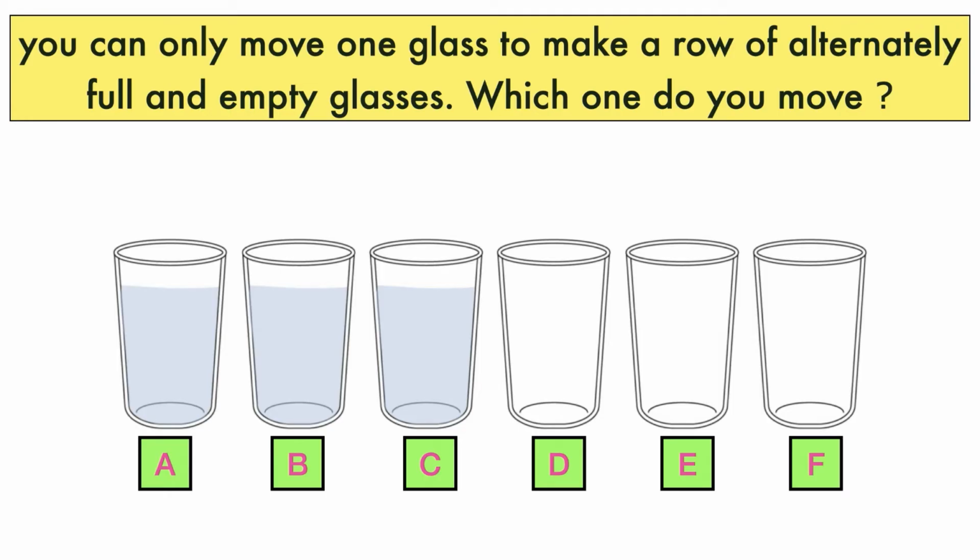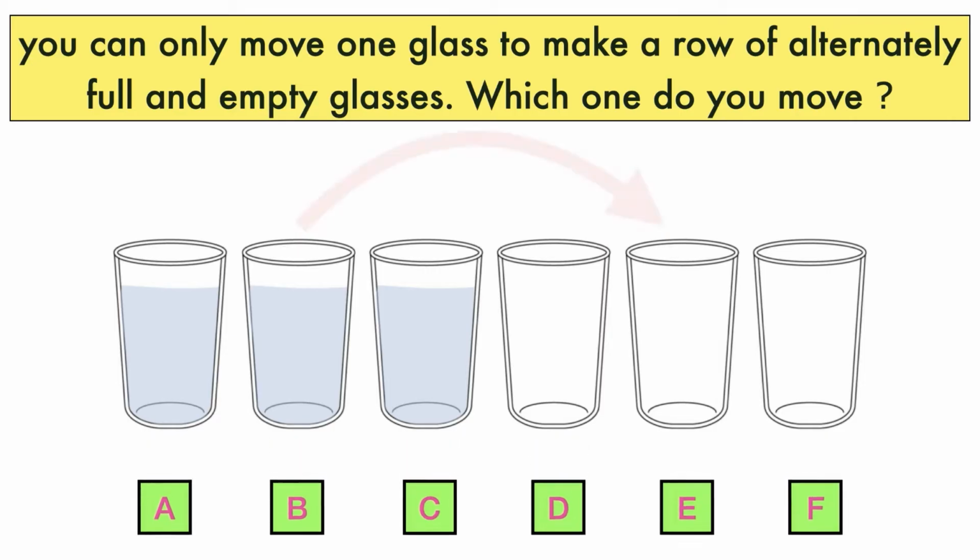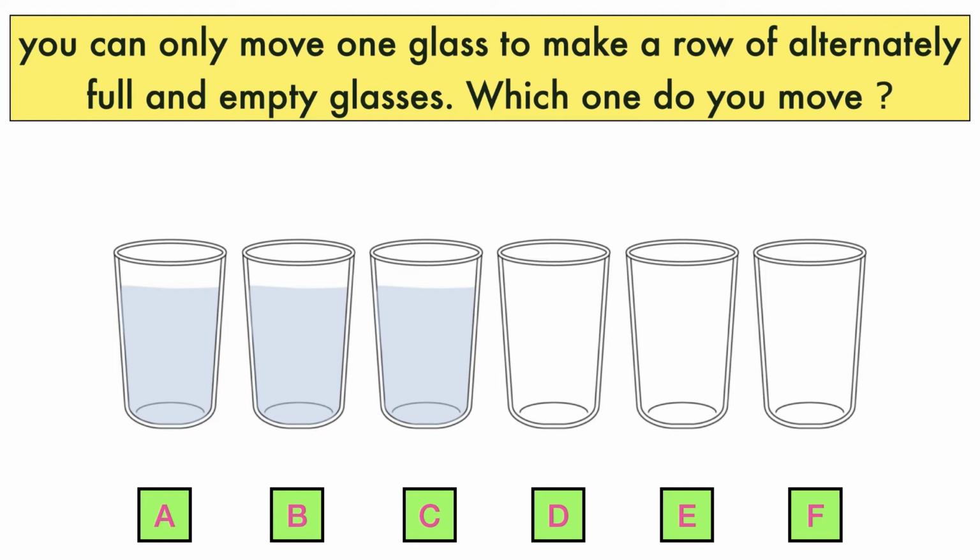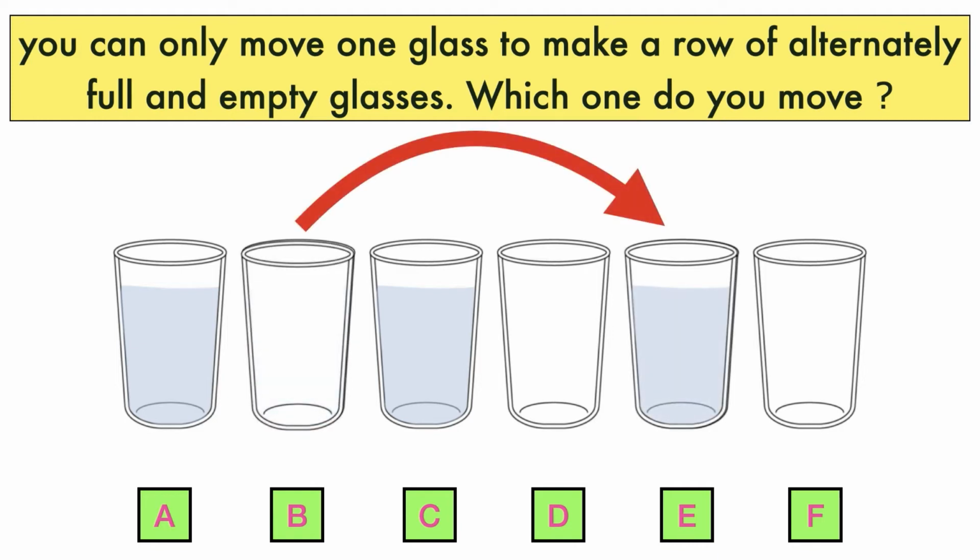So what we can do is take the full glass B and pour all the juice or water from glass B into glass E. Then put the empty glass B back in its own position. After performing this activity, glass B is empty and glass E is full. Now the row will be like this: A is full, B is empty, C is full, D is empty, E is full, F is empty. Thus, by moving only one glass, we can make a row of alternately full and empty glasses.